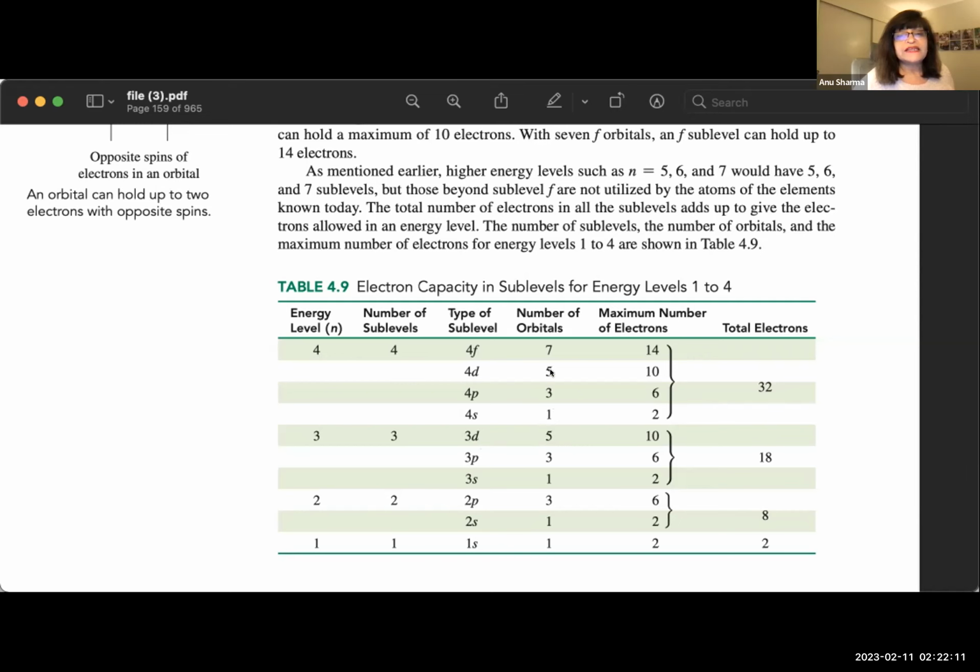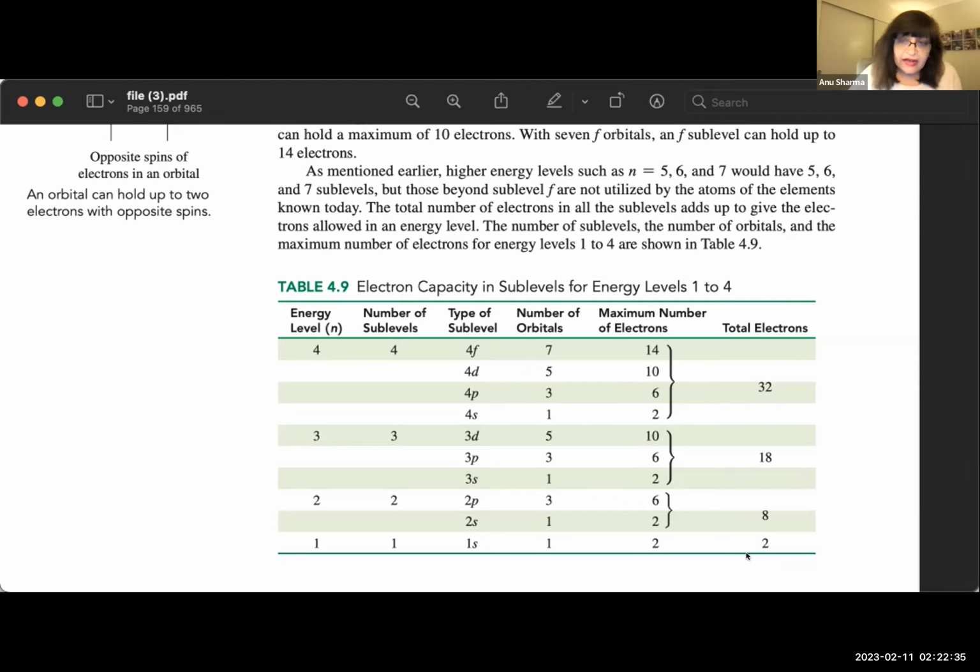Similarly, if you look at it, the same pattern: s orbital 2, 3 orbitals 6 electrons, 5 orbitals is 10 electrons, and 7 orbitals is 14 electrons. Okay, so a maximum of 32 electrons can be found in the 4th energy level, 18 in the 3rd energy level, 8 in the 2nd, and 2 in the 1st one.